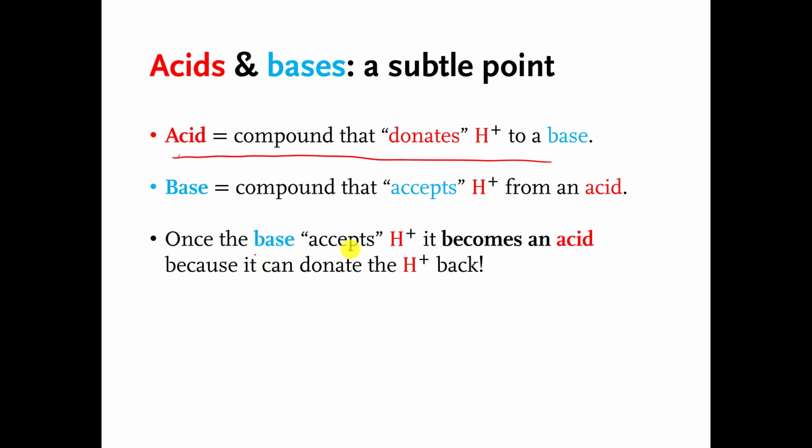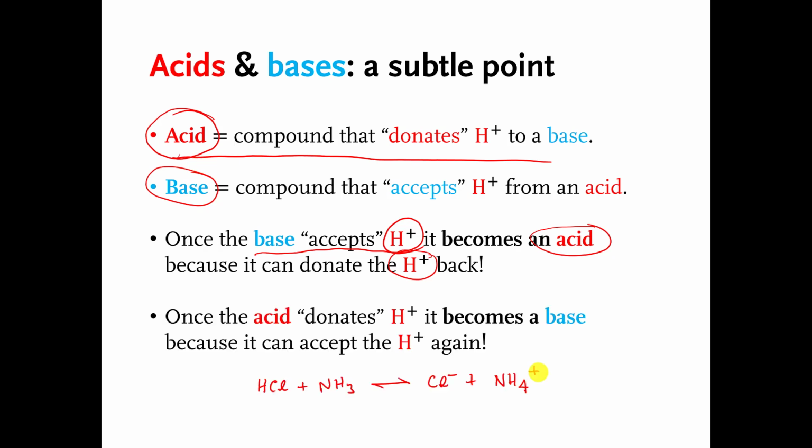But once the base ends up accepting an H+, it actually turns into an acid, because you can run the reaction backwards and it can donate the H+ back. So once the base picks up the H+, it turns into an acid. And once the acid donates its H+, it turns into a base. Let me try and explain what I mean by talking about this equation again.